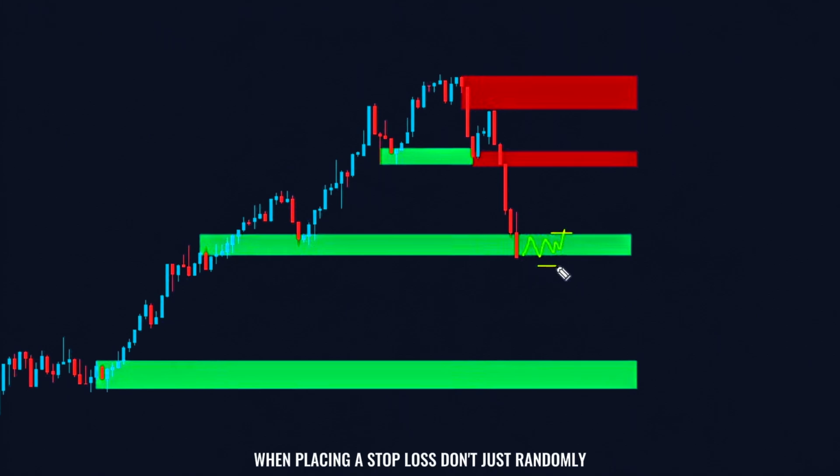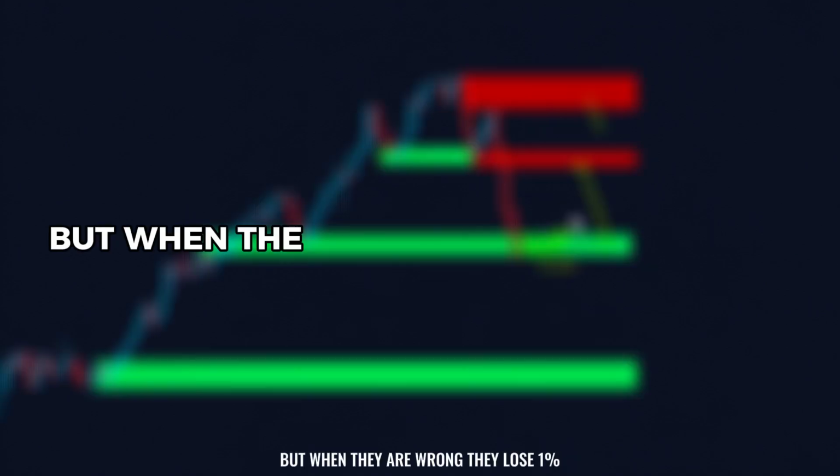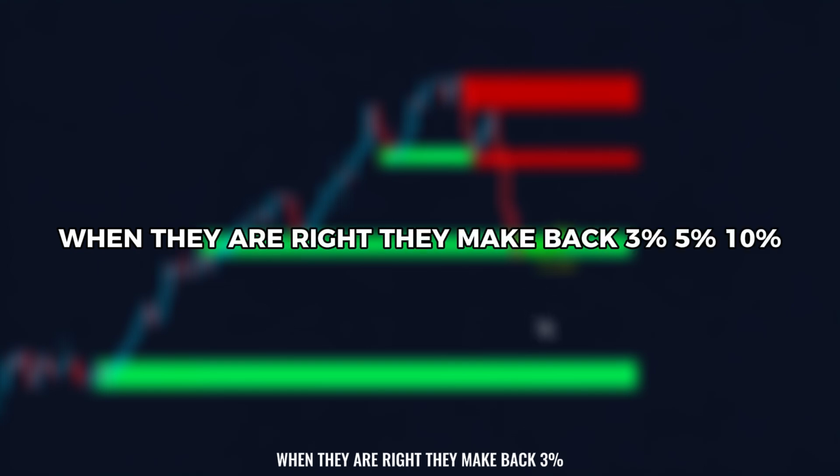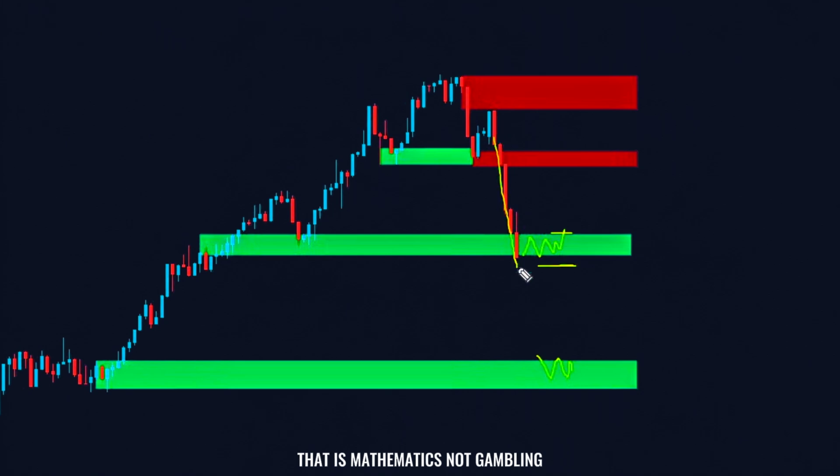When placing a stop loss, don't just randomly put it a few pips below the nearest wick. Place your stop loss at a price level where, if the market reaches it, the entirety of your previous scenario and structural analysis is completely wrong. Don't be afraid to be wrong. Professional traders are wrong very often, but when they are wrong, they lose 1%. When they are right, they make back 3%, 5%, 10%. That is mathematics, not gambling.